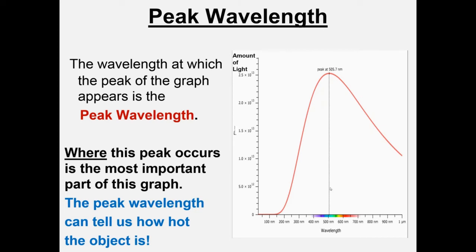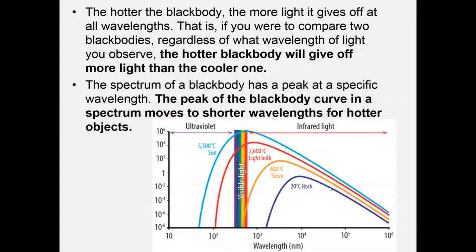The peak wavelength, 505.7 nanometers, tells us exactly how hot this thing is mathematically, all right? So the two things to notice: the hotter the object is, the more light it gives off at all wavelengths, actually. This graph is slightly different. This graph is a logarithmic graph. Instead of just going 1, 2, 3, 4, it's going 10, 100, 1,000, 10,000, 100,000, a million nanometers. So it's going by powers of 10 on the y-axis and the x-axis. And so they look more like just bumps, right? Instead of coming up slowly and then sort of tapering off, they look like big bumps.